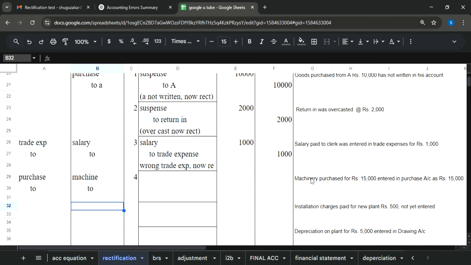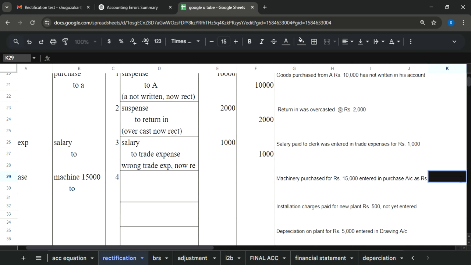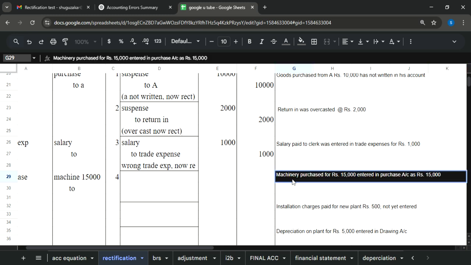Now second, actual amount was 15,000, so you were supposed to write 15,000 over here, but instead of 15,000, what you have done, you have written 1500. Actually, I will let you know, this was 1500. Let me correct it.